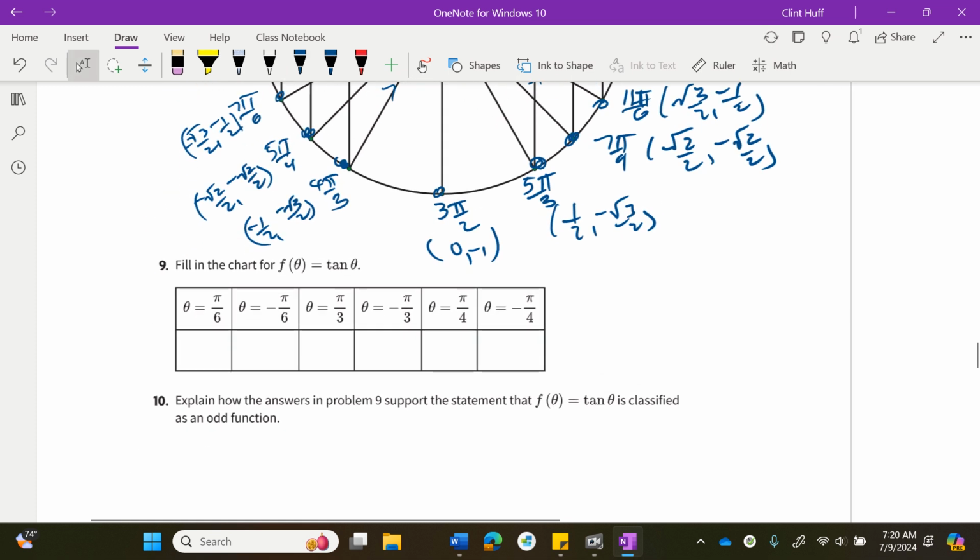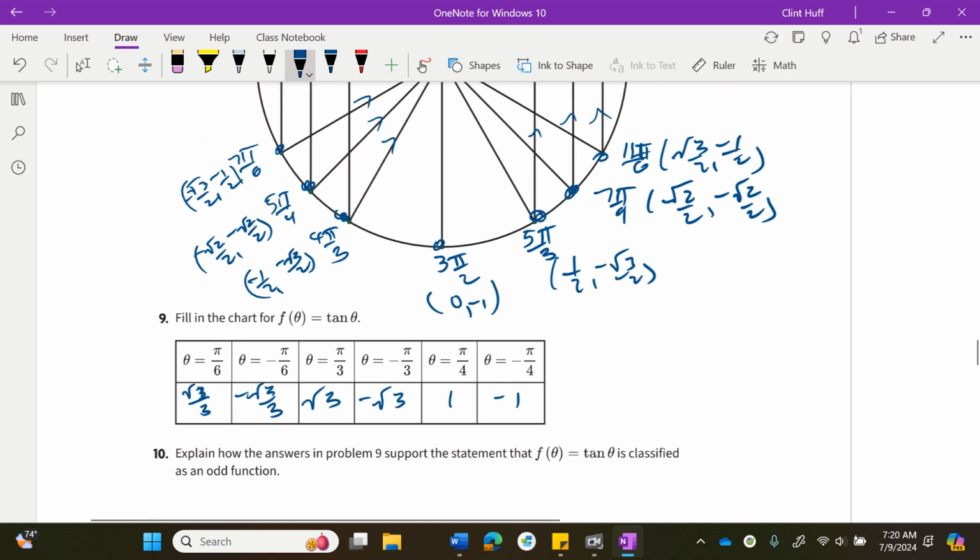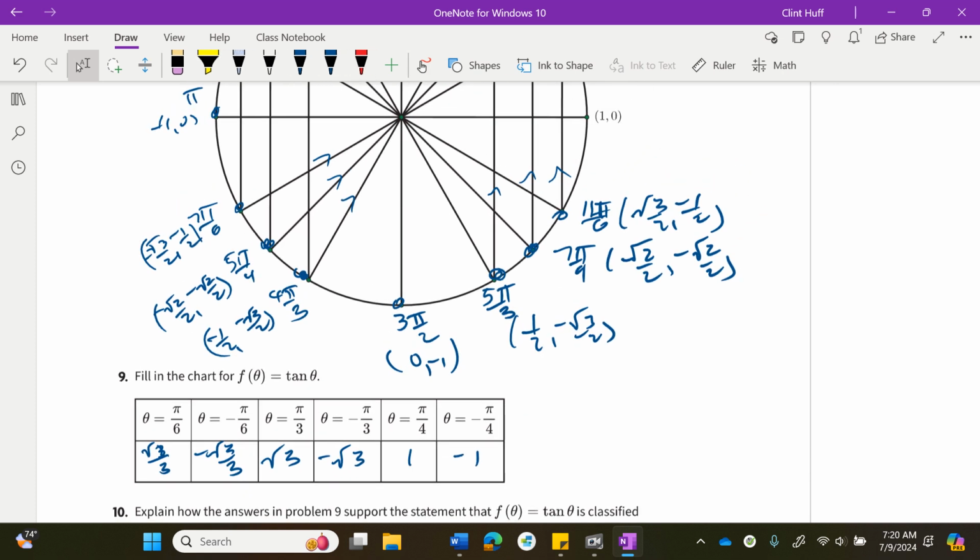Whew, very good. Now fill in the chart for the tangent. The tangent at pi over 6 is root 3 over 3. The tangent at negative pi over 6 is going to be negative root 3 over 3. The tangent at pi over 3 is root 3. The tangent at negative pi over 3 is negative root 3. And the tangent of pi over 4 is 1, and the tangent of negative pi over 4 is negative 1. So these negatives are coming by rotation from here backwards.